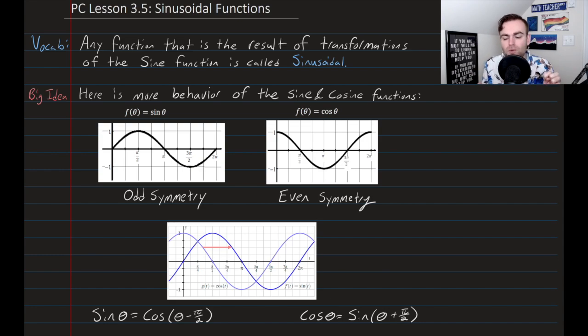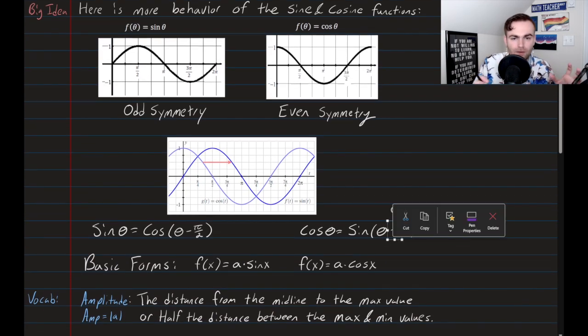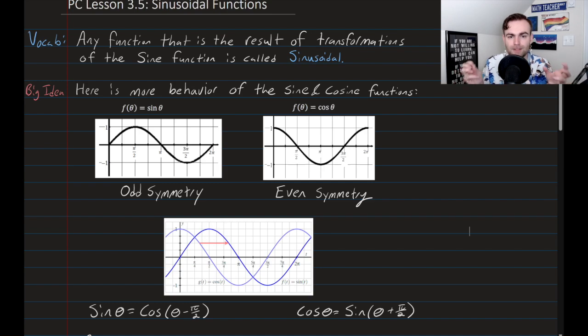What about cosine? Well, cosine is just a horizontal translation of sine. We can see that if we translate sine to the left by pi over 2 units, we will get the cosine function. And conversely, you can also shift the cosine right pi over 2 to get the sine function. Sine and cosine are translations of each other, so even if we're using cosine, it's still sinusoidal.